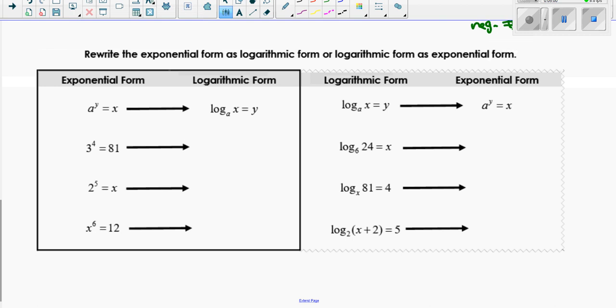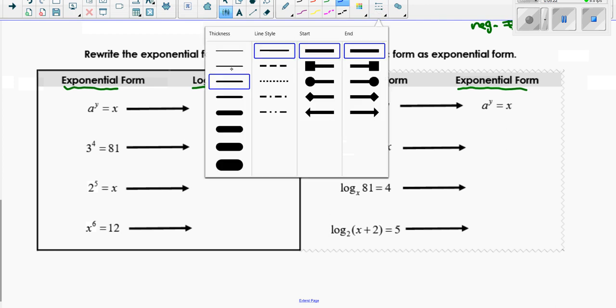Okay, so let's talk about how to rewrite between forms. So you're first given an exponential form and asked to rewrite it as a logarithmic form or a log form. And then I'm going to flip it on you and I'm going to give you the logarithmic form and ask you to write it as an exponential form. So we're going to go back and forth in writing these. And in doing so, it actually allows us to evaluate and solve without a calculator, which is nice.